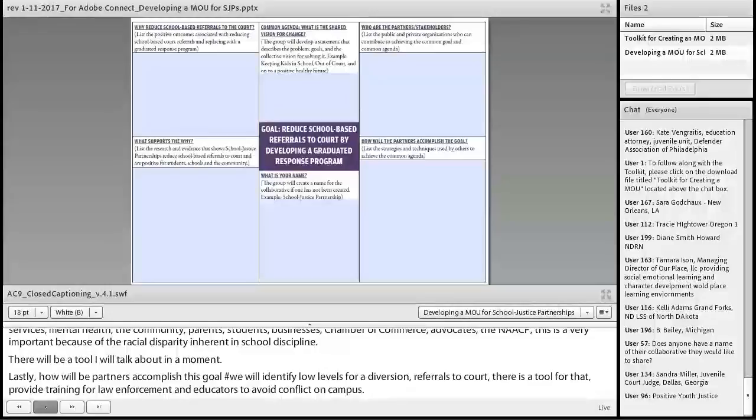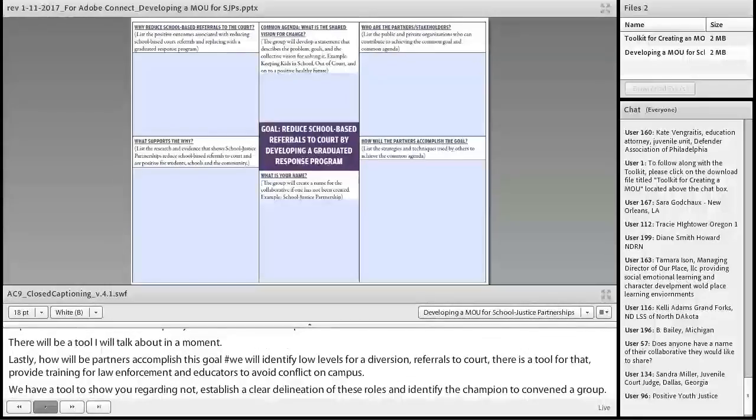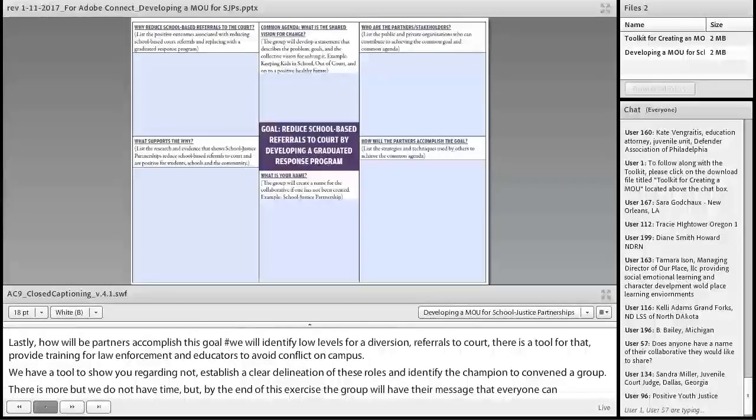But by the end of this exercise, the group will have their message that everyone can hang on to and give the same answer when they're asked questions independently. So, Teresa, any questions or comments you have about this one? Not at this time. Thanks, Judge.